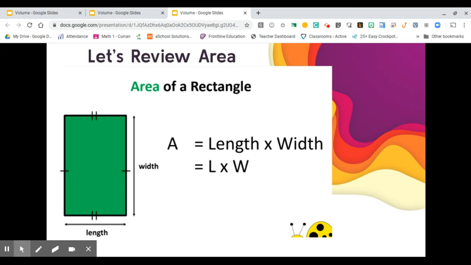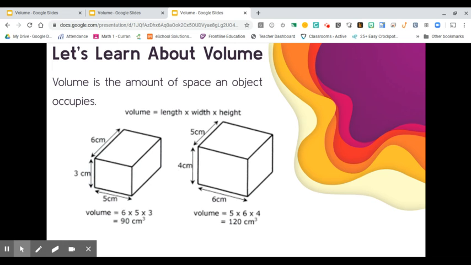And if you remember, our units were always square units or units squared, where we could use the little exponent of 2. And it was read as like 60 units squared. Volume is not two-dimensional. Volume is three-dimensional. So let's learn a little bit about volume.